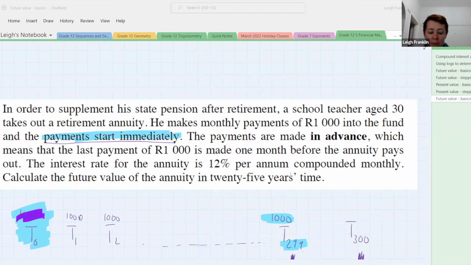But because the payments were made in advance at the beginning of the month, his annuity is going to sit in the account, and it's going to earn interest for 1 more month before it pays him out. So after the last payment of 1,000 Rand, it doesn't get paid out immediately. It stays in the account and it earns interest for another month before he gets his money. Does that make a little bit more sense to everybody?